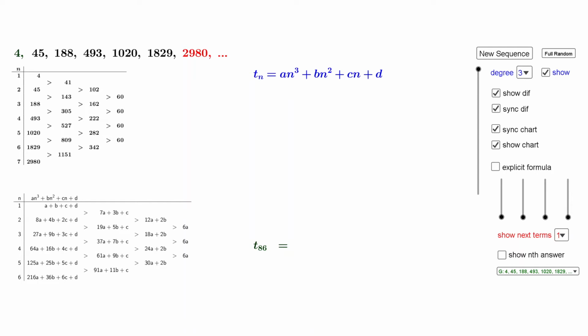The process is not going to change when I do my 8th term if I want to do it recursively. Take the 60, our finite difference, add it to the 342. This will be 402. Take the 402, add it to the 1151, and you come up with 1553. Take the 1553, add it to the 2980, and you come up with 4,533.